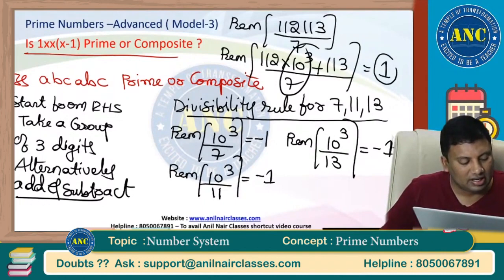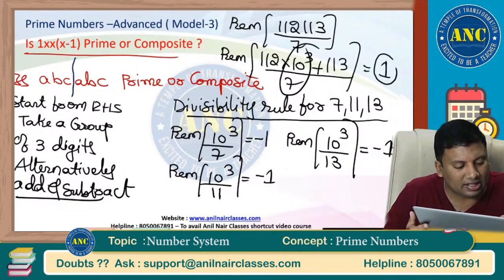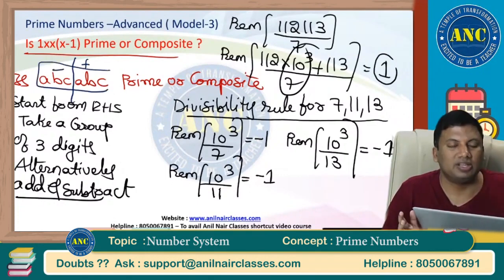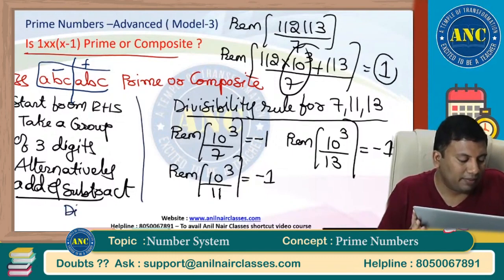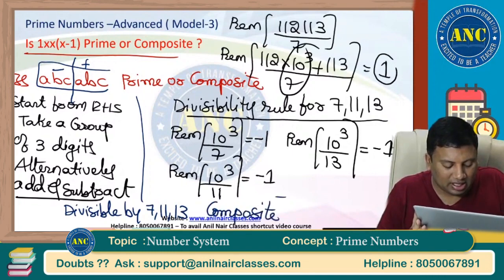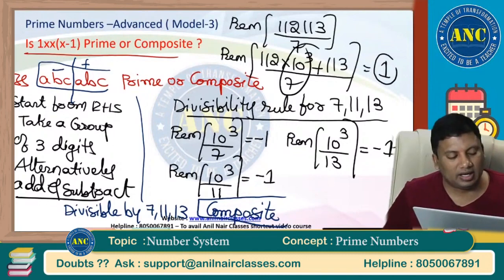Now see here. If I take a group of 3 digits, alternately add and subtract, plus minus, ABC minus ABC, it is 0. That means this number is divisible by 7, 11, 13. Right? So, the answer is composite number. Proving that a number is composite is much easier than proving whether a number is a prime number.